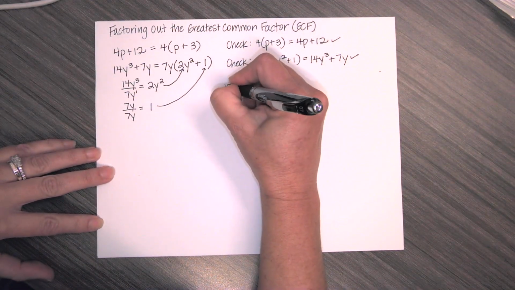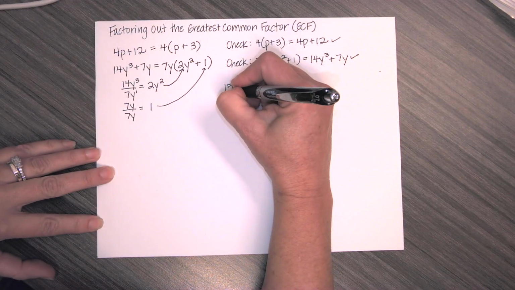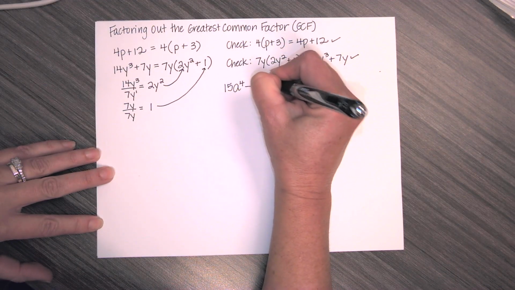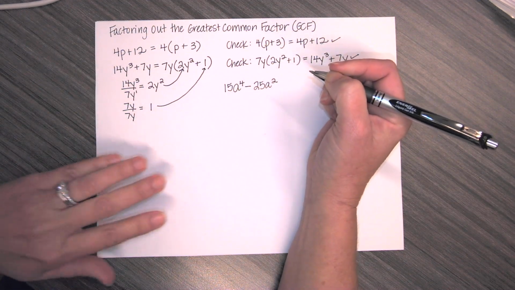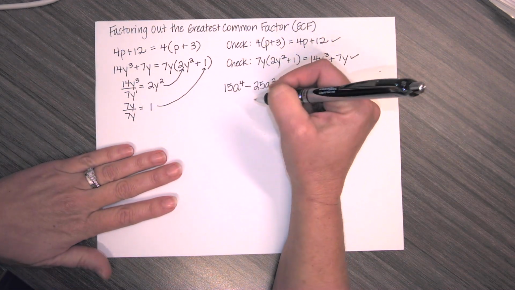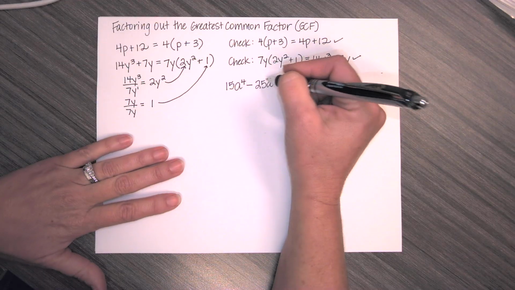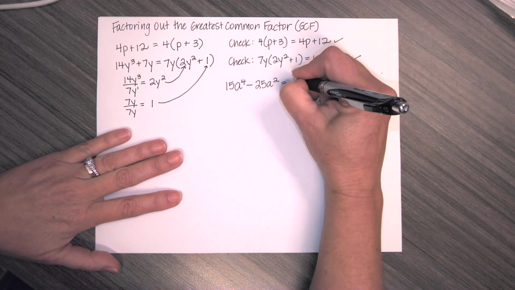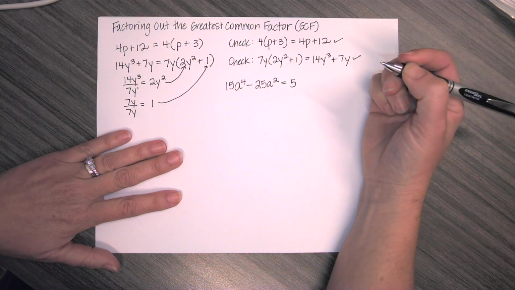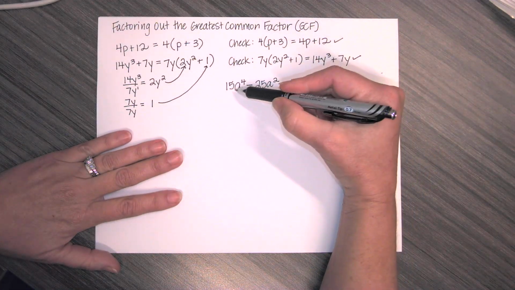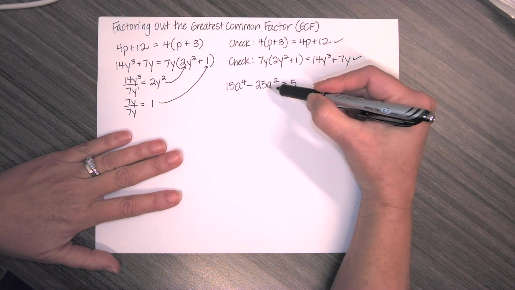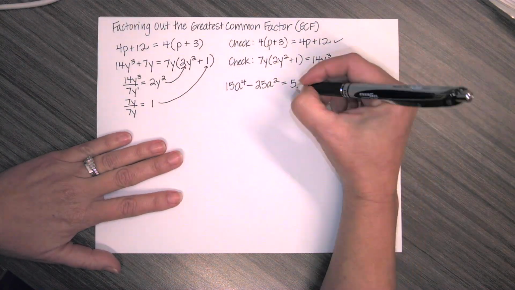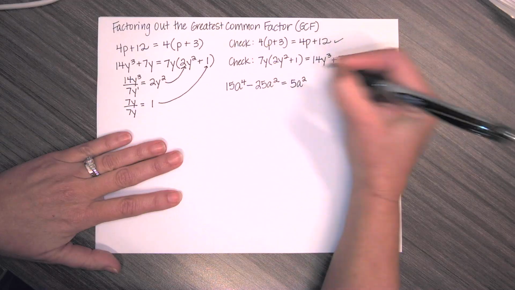If we have 15a to the fourth minus 25a squared. Okay, we look at our number part. We have 15 and we have 25. The biggest number that will go into 15 and 25 evenly is 5, so I know I can factor out a 5. This has an a to the fourth, and this has an a squared. And so the most I can take out would be an a squared.